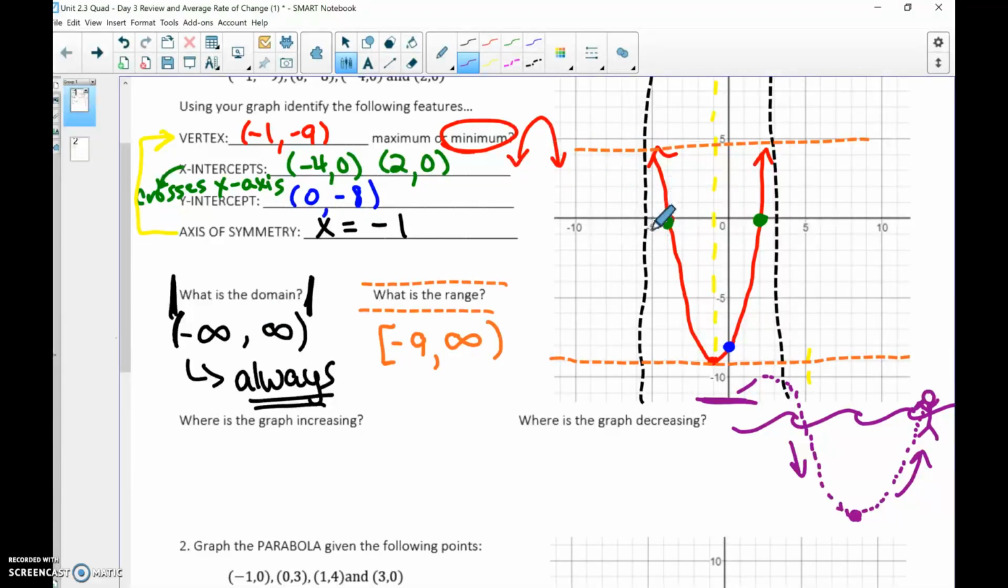Now I can't say that it's -5 because that's not really where the graph started. This arrow really truly means it started all the way back up here. So it started decreasing at negative infinity. And it decreased, decreased, decreased, all the way to right here. And I'm not looking at the orange, I'm looking at the x values, sorry. So I'm going to say that it stopped decreasing at -1.